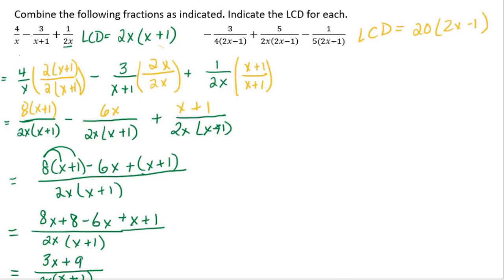And if you've covered some factoring, you might be tempted to simplify that top part of the fraction, but we don't need to. That's a perfectly satisfactory final answer.